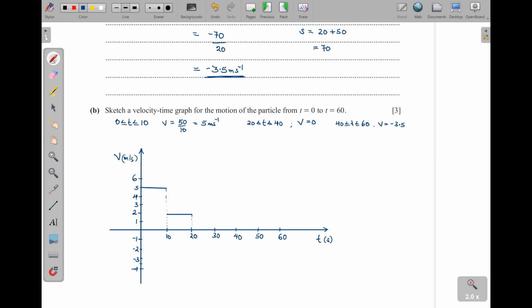And then next, we shall have from 20 to 40, we are seeing a 0. So I'll draw here. In fact, let me make it bolder on this axis. So it is that one there. And then next we have from 40 to 60, that's a negative 3.5. This is the one here. It's from 40 to 60. So that is going to be our diagram there.